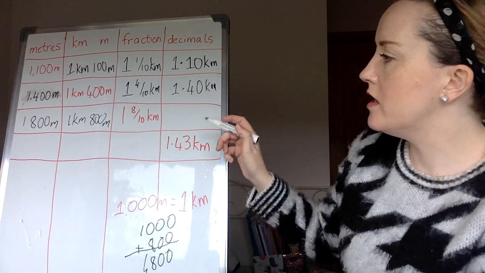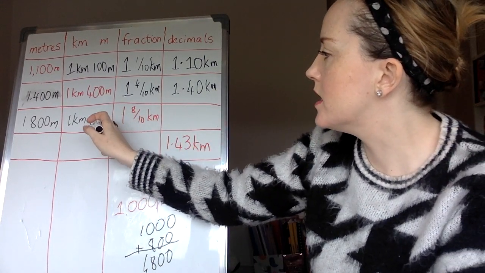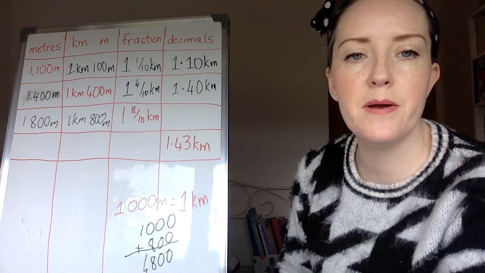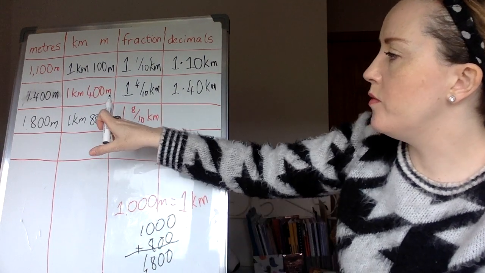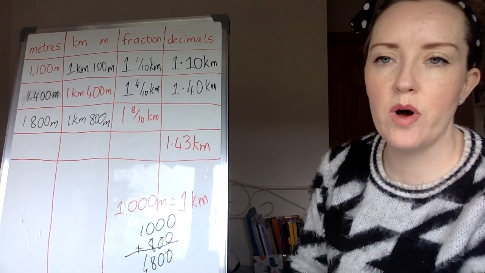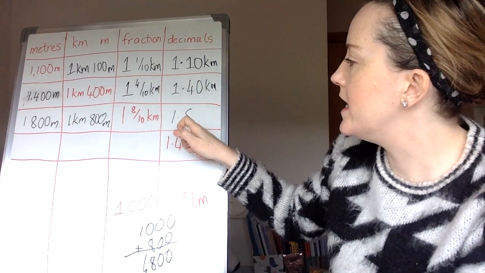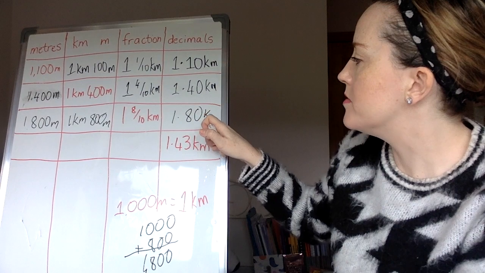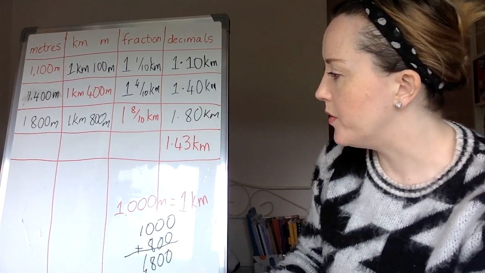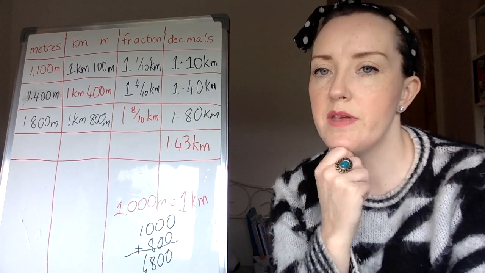And the third one here, sorry, it's so messy, but it's hard to write like this. But anyway, for the third one, I have 1 and 8/10 kilometres. So what would that be as my decimal? Very good. 1.80 kilometres.